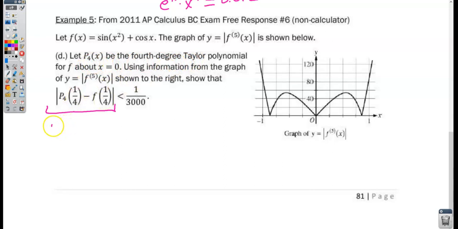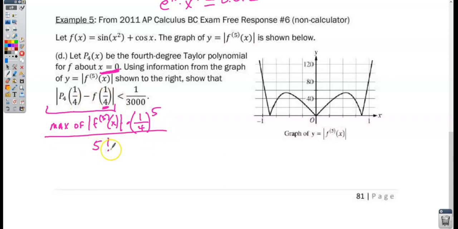So we want the maximum of the fifth derivative of the function times the maximum of the absolute value of x minus a, which is centered at 0. We're finding the approximation at 1/4, so this is going to be 1/4 to the fifth, all over 5 factorial. Now looking at this graph, we're looking for the maximum value of this on the interval from 0 to 1/4, which is this interval right here.